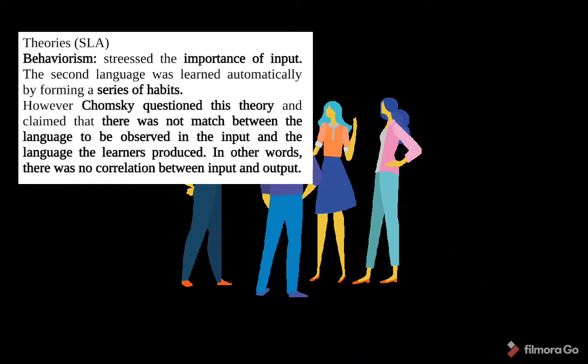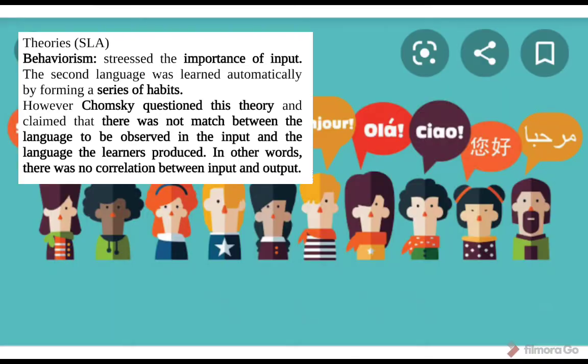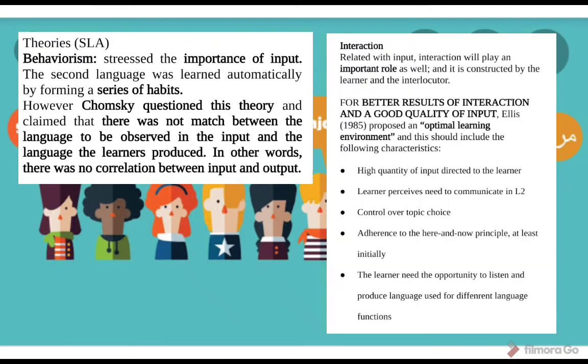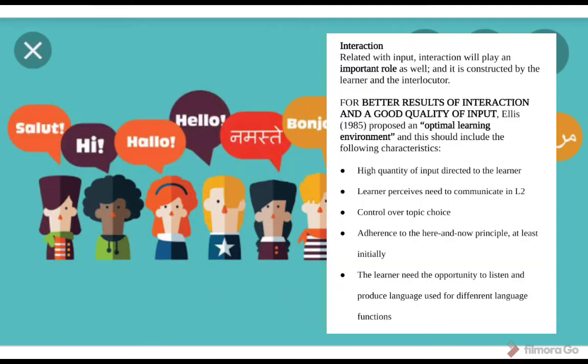Theories of second language acquisition: behaviorism stressed the importance of input. Second language was learned automatically by forming series of habits. However, Chomsky questioned this theory and claimed that there was no match between the language to be observed and the input and the language learners produced. In other words, there was no correlation between input and output.